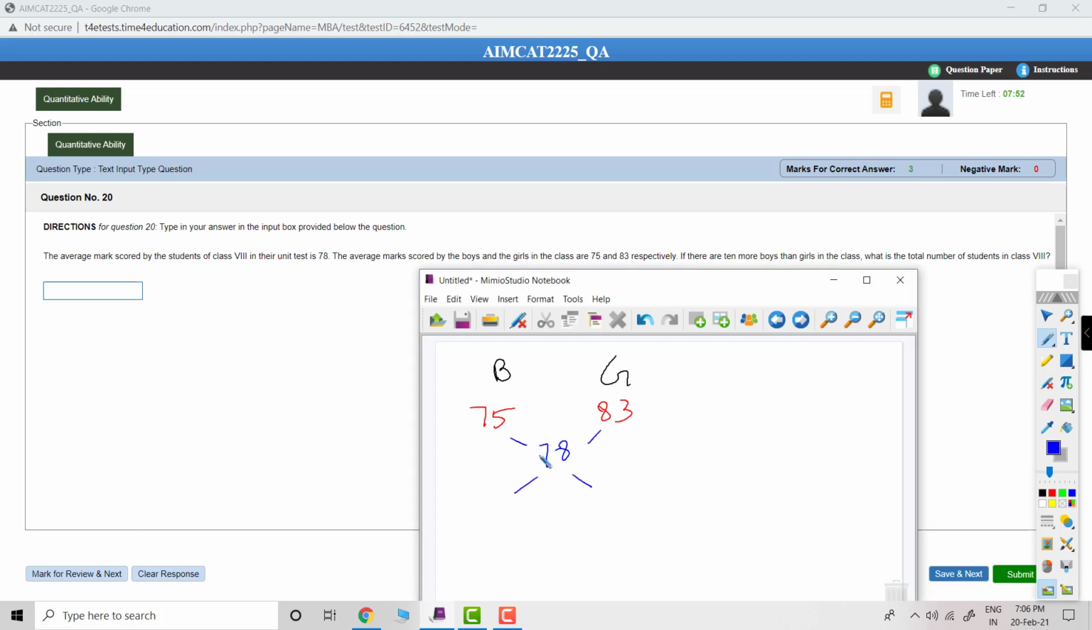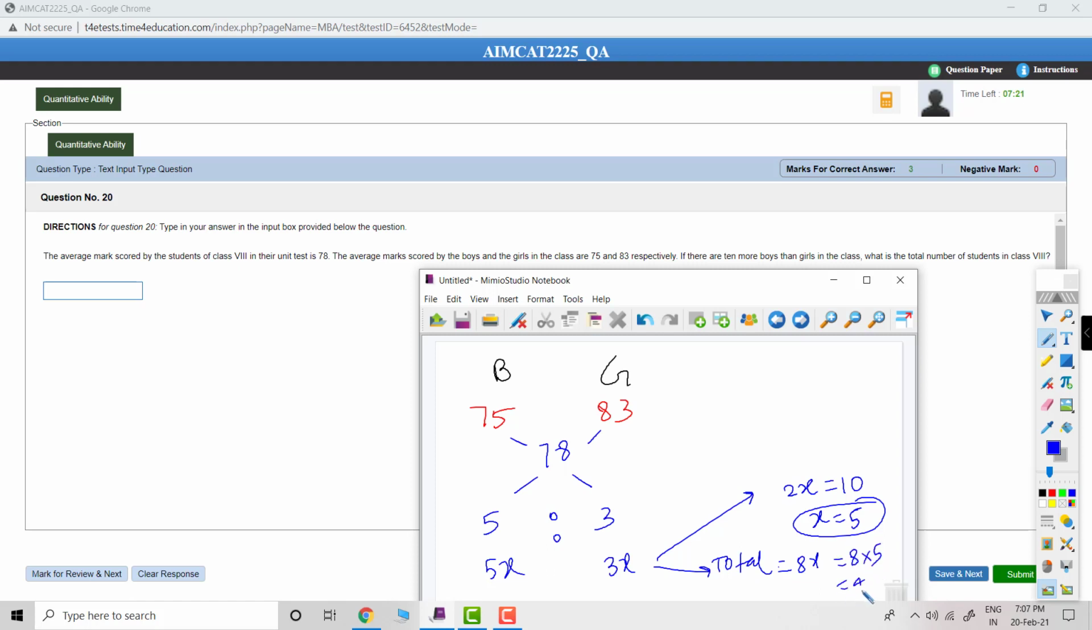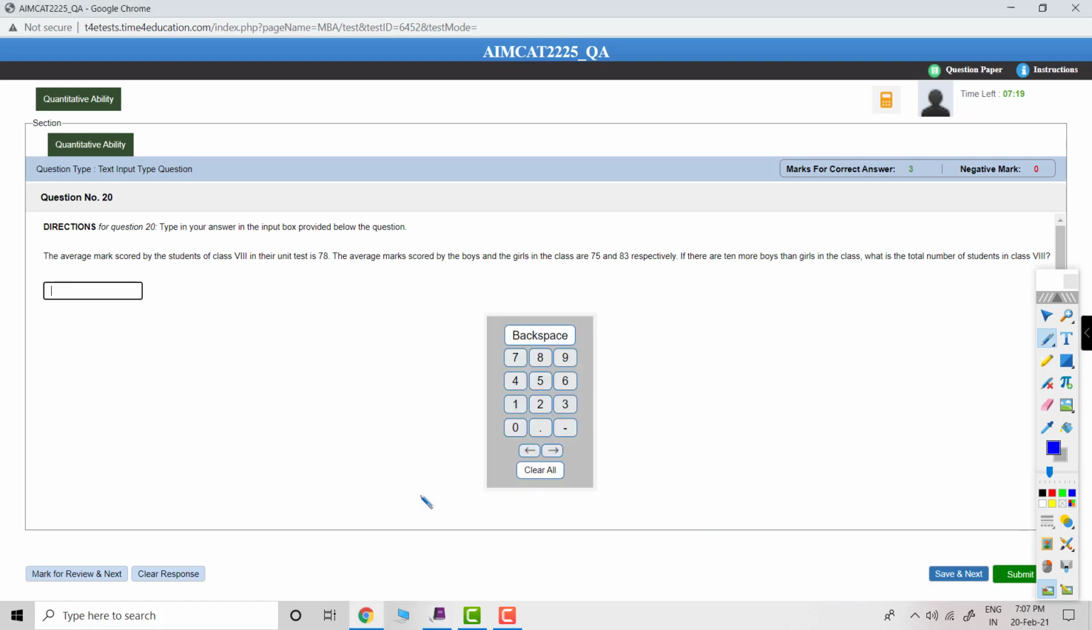This cross difference is how much? Tell me. 78 minus 83 is 5, and this is 3. Means boys and girls are supposed to be in which ratio? Boys and girls are supposed to be in ratio 5 is to 3. Means if boys are 5x, girls are 3x. Means how many boys are more? Tell me. 2x boys are more. That is equal to 10. So x is equal to 5. Okay, we need to find the total number of students. 8x, that is equal to how much? 8 into 5, that is equal to 40 is the answer. Okay, let's type and move ahead.